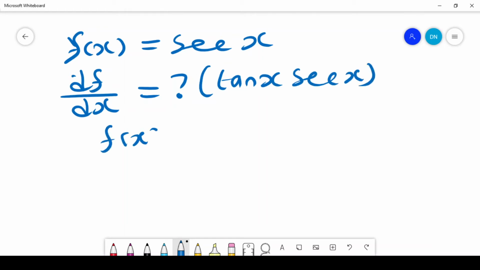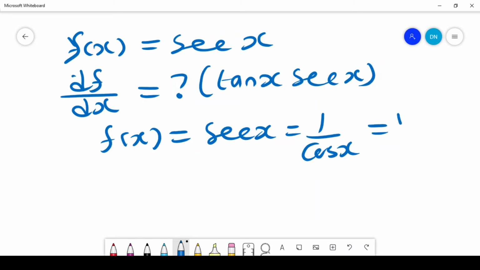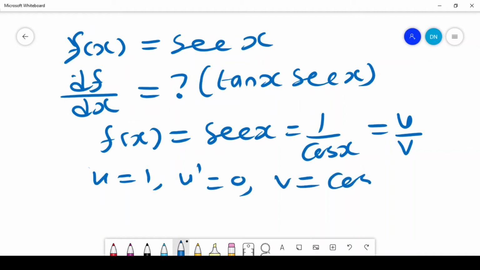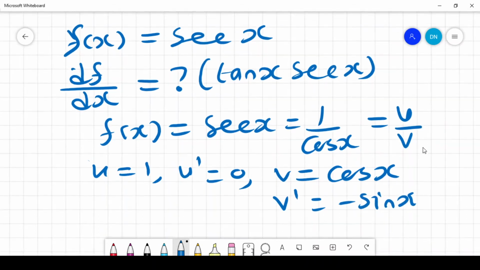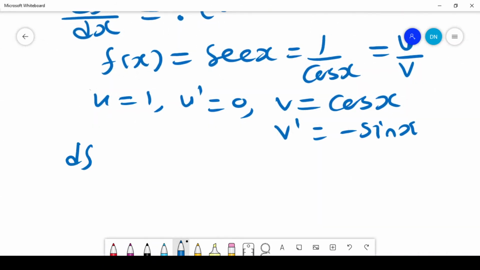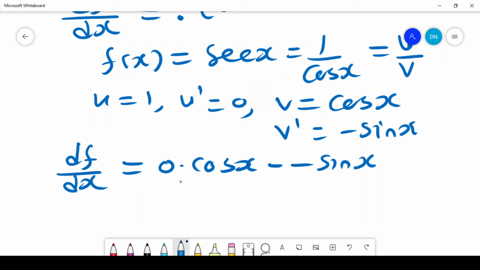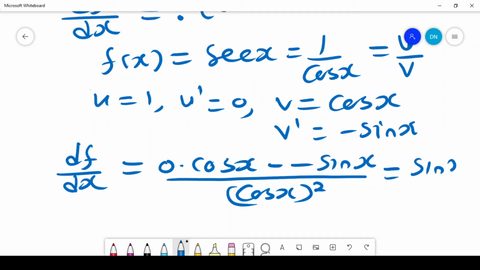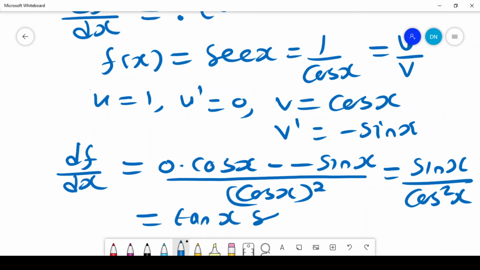Remember, your f of x, if I'm differentiating, I can write this as 1 over cos x, and I'm going to use the quotient rule. My u is 1, so my u prime is 0, my v is cos x, and my v prime is negative sine x. Therefore my df over dx is u prime times v minus u times v prime, which gives sine x divided by cos squared x. And that gives me tan x sec x.